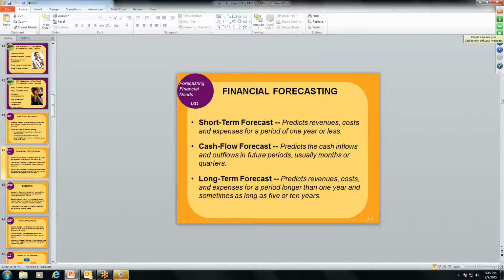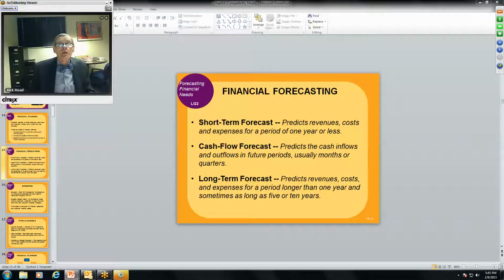Now, financial forecasting is a little bit better than just saying, oh well, we're going to get the crystal ball out and see what we can come up with. Short term tells us what's going to be coming in and what it's going to cost us, operating costs and expenses for a year or less. Then we have cash flow forecast. Usually the cash flow predicts income and outgo for shorter periods of time, months or quarters.